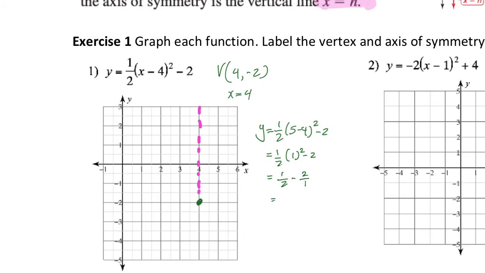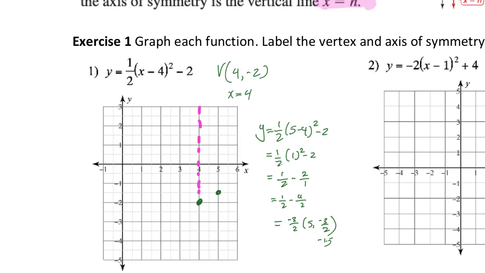I'm going to find a common denominator. So 1/2 minus 4 over 2. That equals -3/2. So here I have the point (5, -3/2). -3/2 is the same as -1.5. So I'm going to mark that point right here. It's 5, and -1.5 is this point right here.